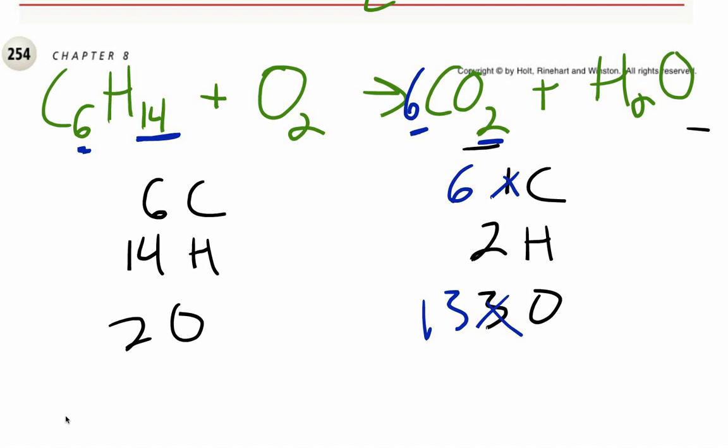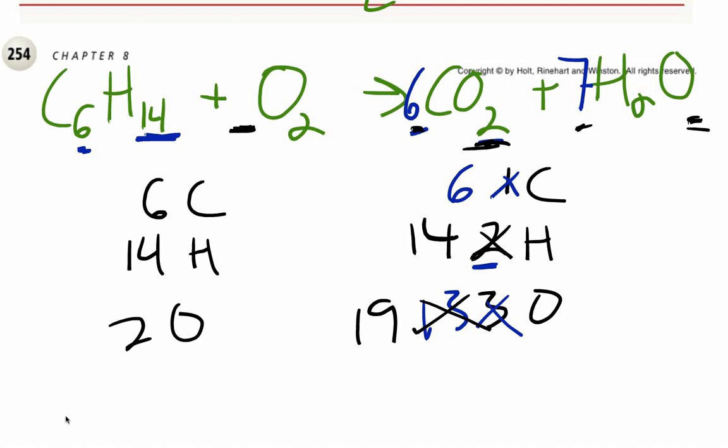Let's take care of our hydrogens now. We have 14. I need 14 over here. Easiest thing would be to put a 7. We will try that. That'll give us 14 hydrogens. What kind of goofy oxygen number do I have now, though? 6 times 2 is 12. Plus there's a 7 in front here. 12 and 7 gives me 19 oxygens. Now, if I could put something in front of that to make this 19, that would be great, but I can't. So here's another little trick I'm going to do.